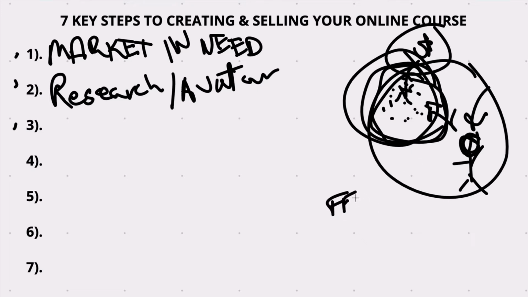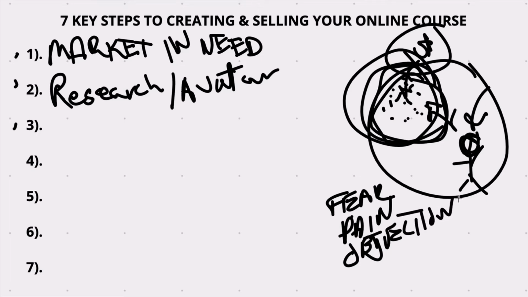What are the fears? What are the pains? Right? What are the desires? What are the dreams? What are the objections? What are the things they've tried before, right? What do you know about them? Where do they live? All this demographic stuff. Big stuff is what language do they use?